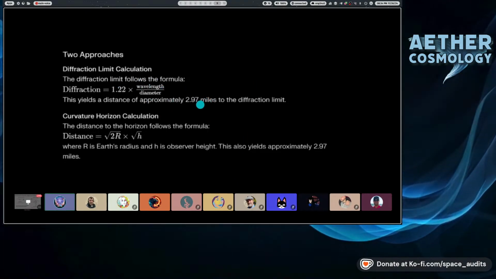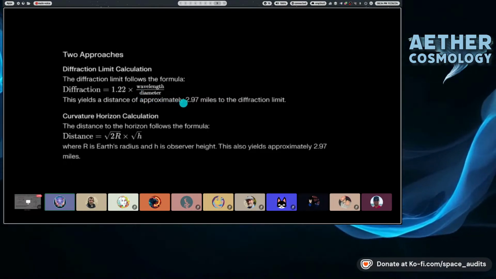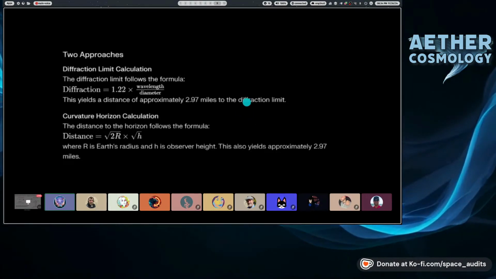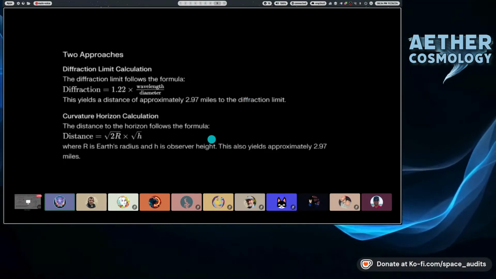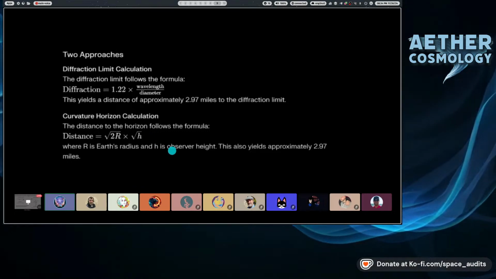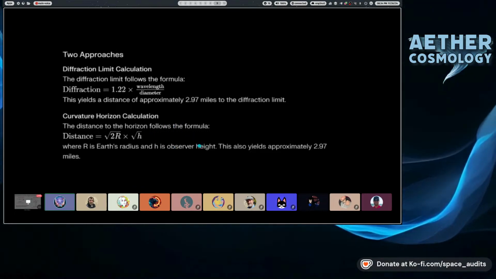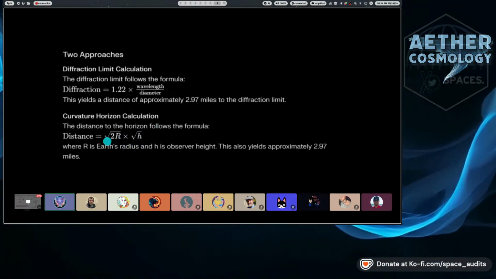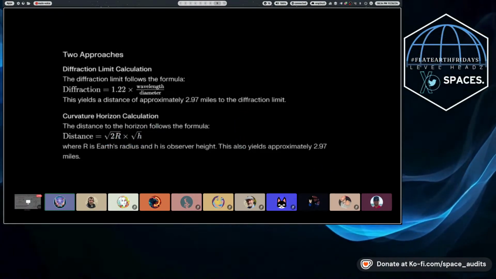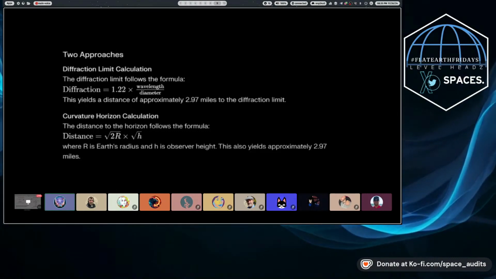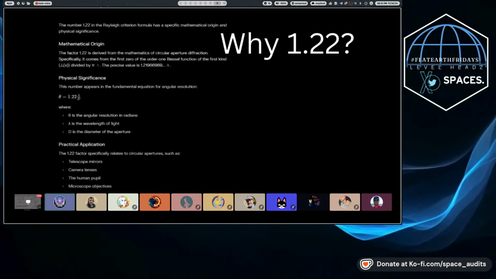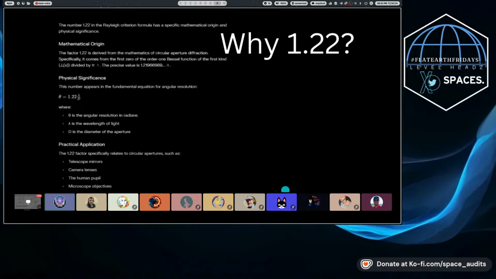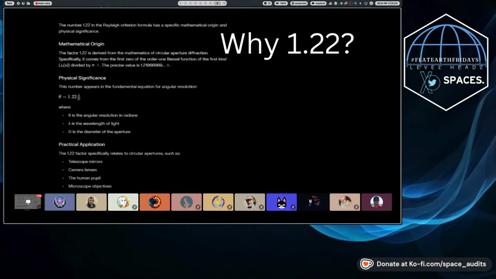So the diffraction limit, the wavelength of light and the average diameter give you the 2.97 miles to the horizon. And the same thing geometrically on a ball of radius 3959 comes out to the algebraic derivation, including 1.22 times the square root of the observer's height in feet. That's what this comes out to, and it equals the exact same thing. So then my question is, why the 1.22? I'm not sure what the correlation is. If anyone happens to know, definitely let me know.